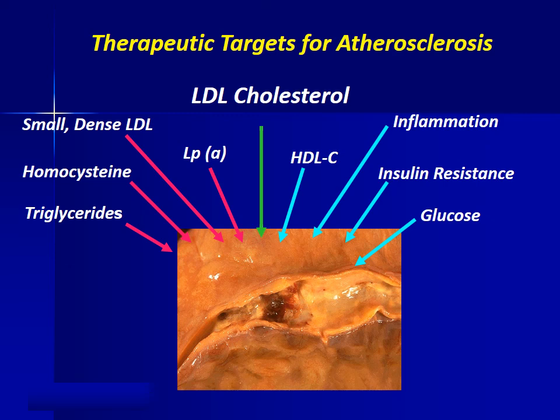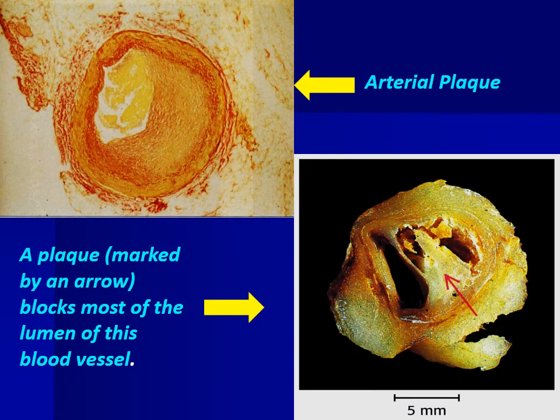The figure shows the therapeutic targets of atherosclerosis. The major target is LDL cholesterol. Other targets are triglycerides, homocysteine, small dense LDL, LPA, HDL cholesterol, inflammation, insulin resistance, and glucose levels. The figure shows arterial plaque. A plaque marked by an arrow blocks most of the lumen of this blood vessel.